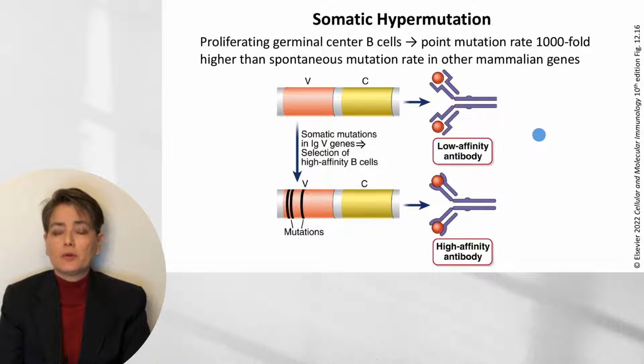Here's another example looking at somatic hypermutation. Remember that we're going to be having this evolutionary drive to have higher affinity antibodies. So in our proliferating germinal center B cells, we're going to have a point mutation rate 1,000-fold higher than the spontaneous mutation rate in other mammalian genes. So that's what allows this selection to drive this high affinity antibody.